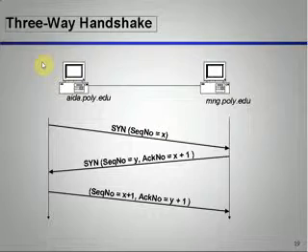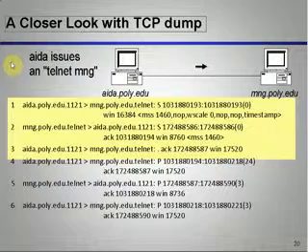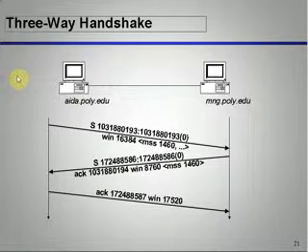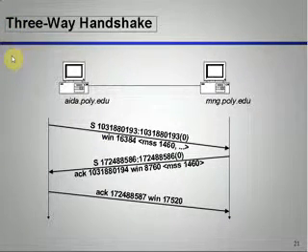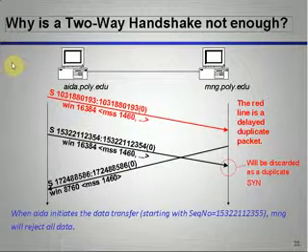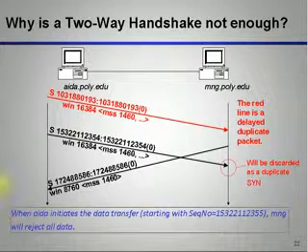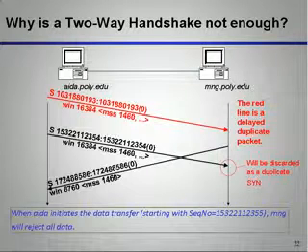Three-way handshake. A closer look. Why is a two-way handshake not enough? When host A initiates the data transfer, starting with a SEQNO that the other host does not expect, the receiver will reject all data.